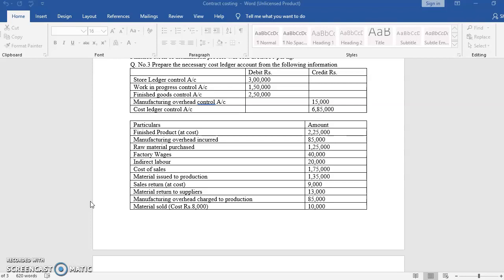Just understand it again properly. Whenever the material has been purchased, it is recorded on the credit side of cost control account and the debit side of store ledger control account.